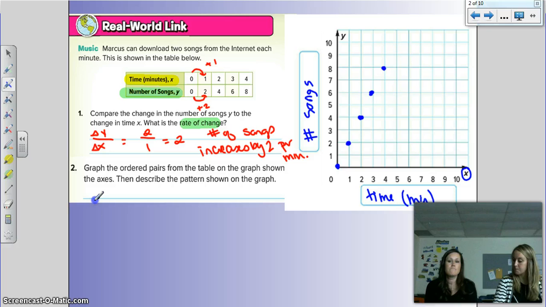I don't think we do. No connecting of the dots. Because we're very specific. We're saying at 0 minutes we have 0 songs. At 1 minute we have 2 songs. So there's no in between on this one. So that's why we don't connect it.